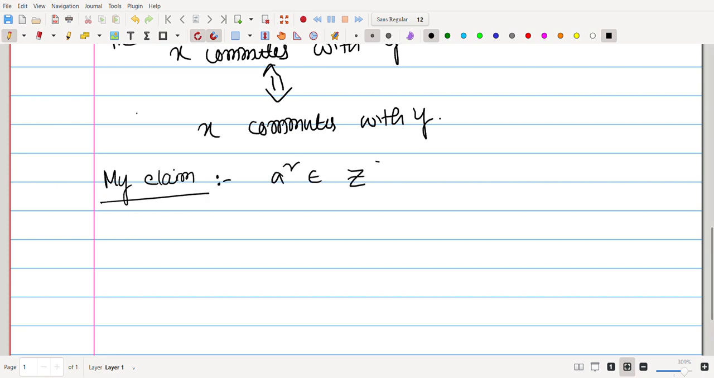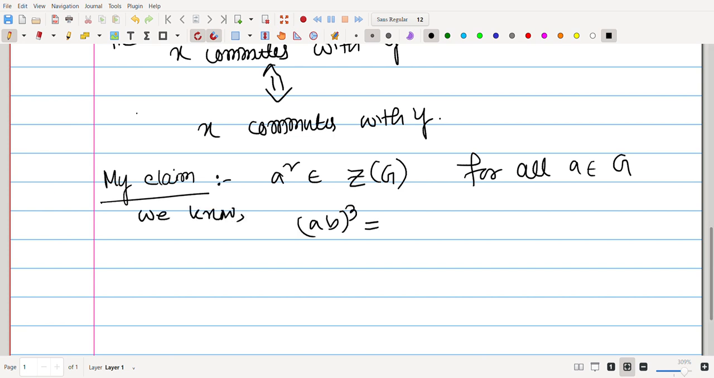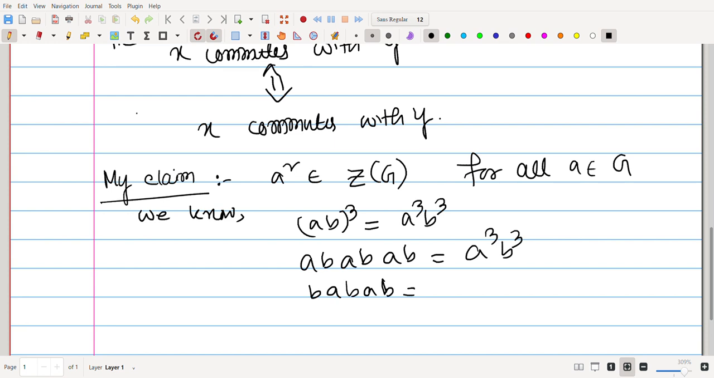Okay. Now I claim A square belongs to the center of G for all A belongs to G. We know (AB) cube equals A cube B cube, right? That means AB equals A cube B cube... that means BA, if I cancel A from both sides, I will get A square B cube.